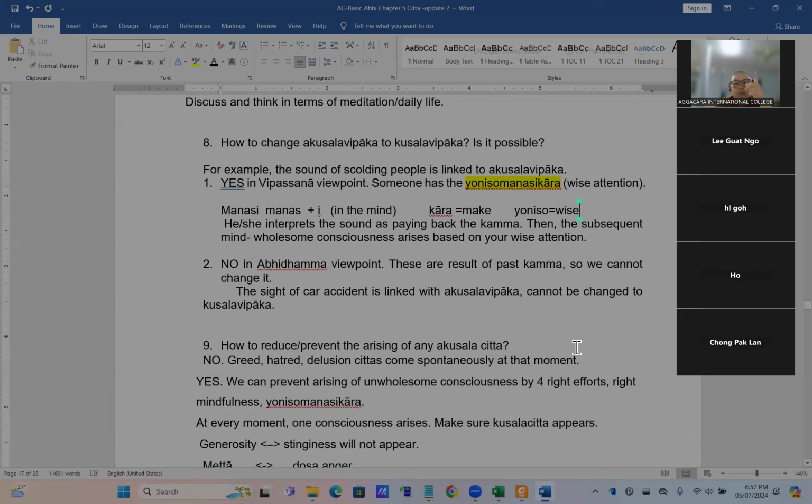If your mind has wisdom, you'll be able to detect very subtle greed, hatred, delusion. And once you are able to detect them, of course your akusala citta cannot arise, because once your mindfulness is there, akusala citta cannot arise, because mindfulness is linked with kusala citta. Okay, so we stop for 5 minutes for a break, then we go to kusala citta.